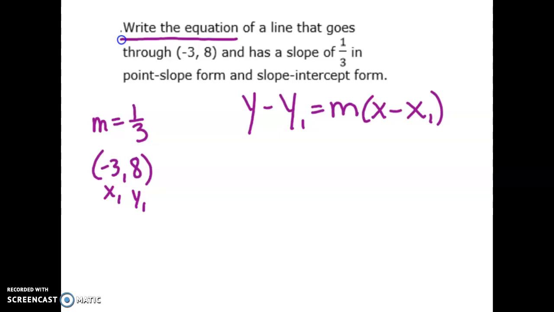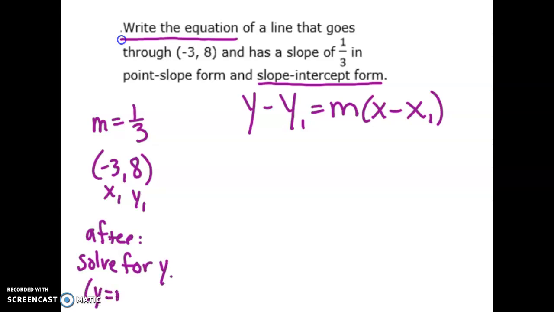Afterwards, it does say that we'd also like to see it in slope-intercept form. So that means once you have plugged in those values, then you need to solve for y. Solve for y if you want to get it into y equals mx plus b form. Okay, those are my hints. Okay, from here you need to take it on your own and give the problem a try.